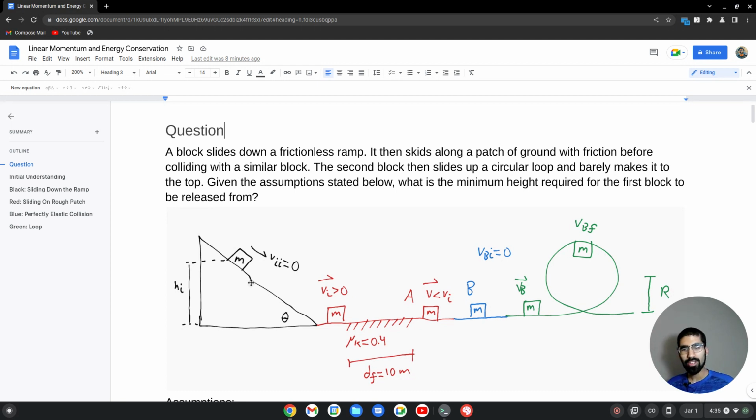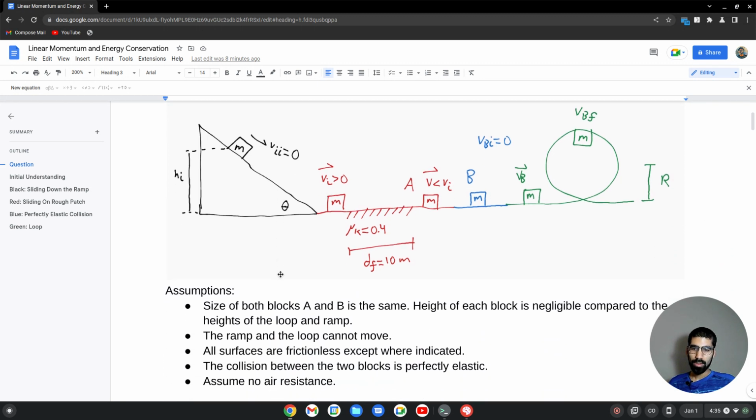We know how to deal with a block going down a ramp. We know how to deal with a block going over a frictional surface. We know how to deal with a collision between two blocks, and we know how to deal with a block going in a loop-de-loop. It's just harder in terms of the amount of information coming at us when we consider all of it at the same time. So that's why we're gonna break this problem up, as we always do, and solve the smaller, simpler problems one at a time.